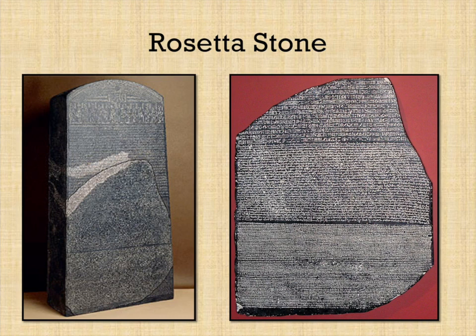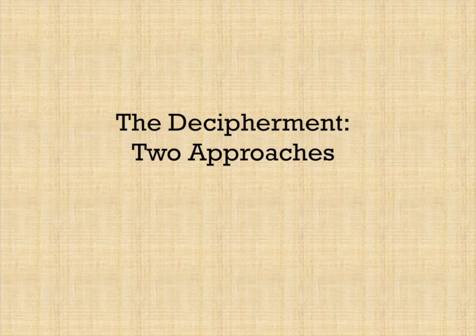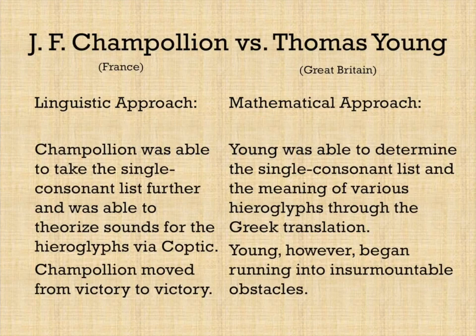One produced surprising results very, very quickly, but then came to a standstill. The other moved from success to success, a linguistic approach instead of a mathematical approach. So the two approaches to decipherment were essentially linguistic and mathematical. Young was able to determine the single consonant list and the meaning of various hieroglyphs through Greek translation. Young, however, began running into insurmountable obstacles, which we'll talk about in just a minute.